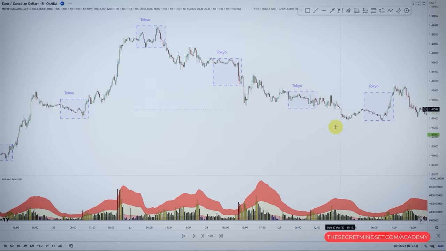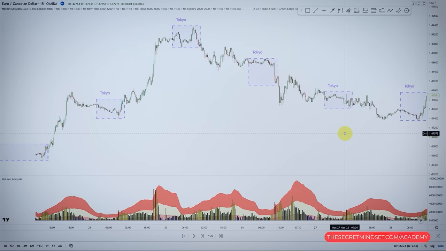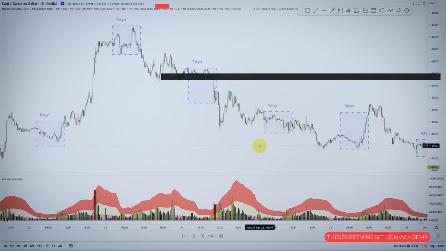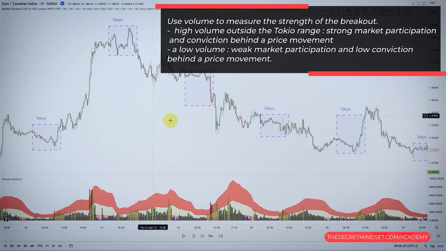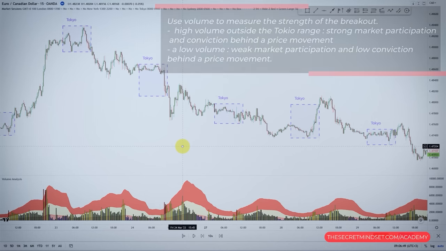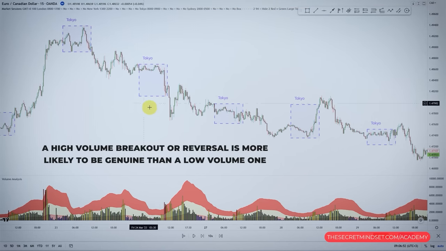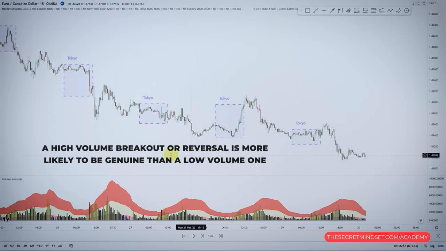So how do you avoid falling into the Tokyo range trap and even make some money? One of the most effective ways is to use volume to measure the strength of the breakout. A high volume outside the Tokyo range indicates strong market participation and conviction behind the price movement, while a low volume indicates weak market participation and low conviction behind the price movement. Therefore, a high volume breakout or reversal is more likely to be genuine than a low volume one.